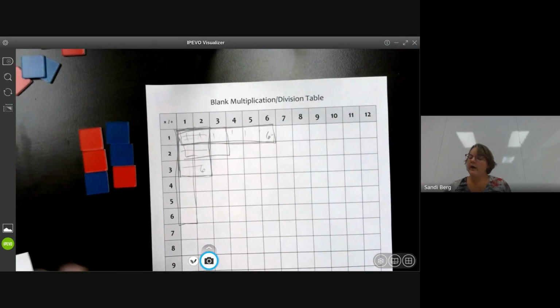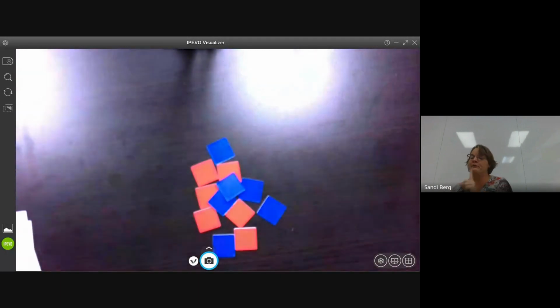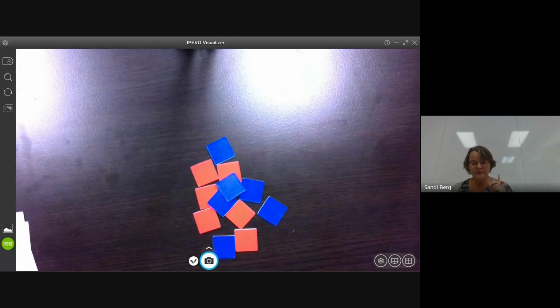So then I've done 6 tiles, I've done 12 tiles. Then I might say, okay, you're going to use 15 tiles this time. But before you build, I want you to decide, do you think you're going to get more arrays than you do with 6 tiles? Do you think you're going to get more arrays than you do with 12 tiles? And get them to do some prediction in there.